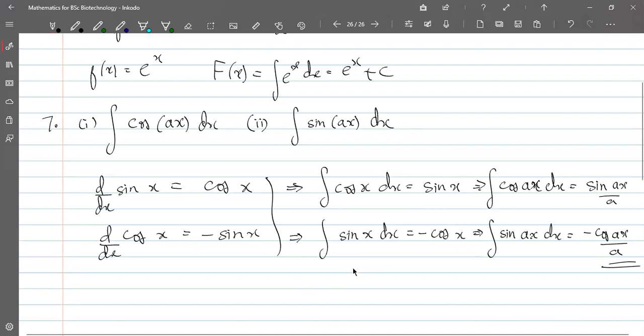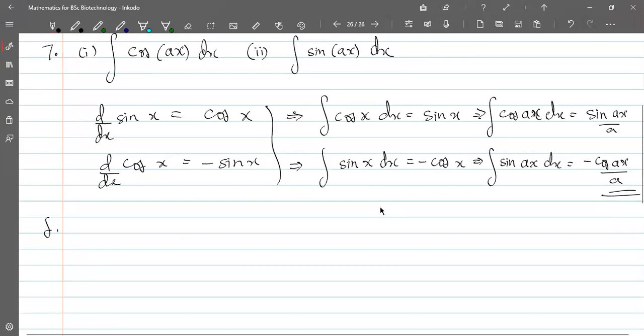So you can remember, when you differentiate sine, you get cos without any additional minus. And when you integrate cos, you get sine without additional minus. When you differentiate cos, you get minus sine. And when you integrate sine, you get minus cos. So try to remember where it is that the sign appears.